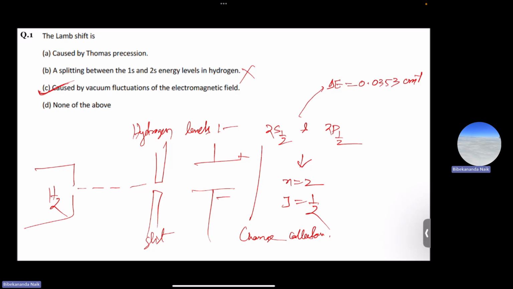From that it was found that there is a deviation from the predictions given by the Dirac equation. According to Dirac, these energy levels were predicted to be degenerate, that is, they should have the same energy, but it was found that they are not the same in energy. There is a small energy difference between the two levels, and that is caused by the vacuum fluctuations of the electromagnetic field. So this is the correct option, that is option C.